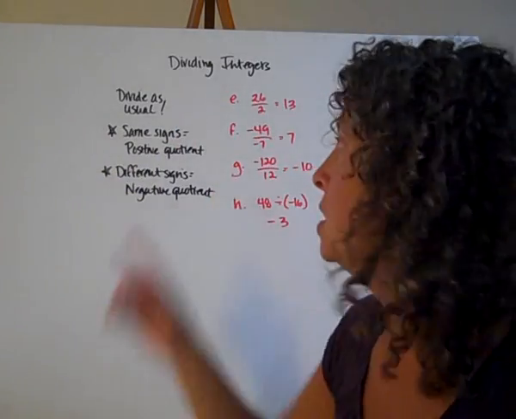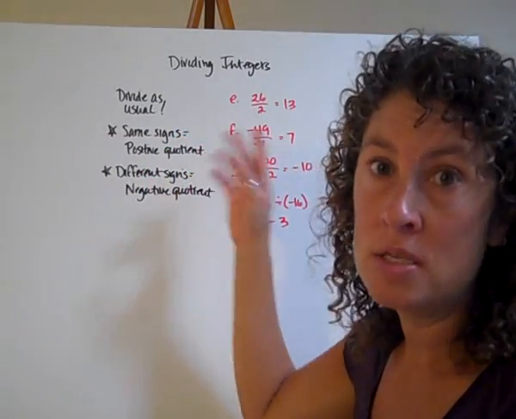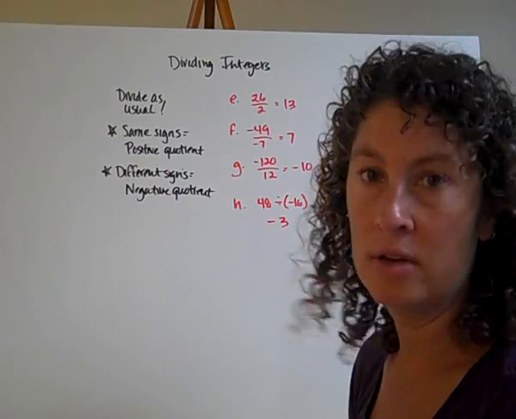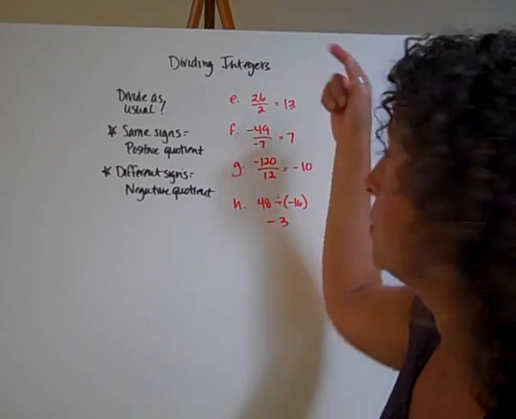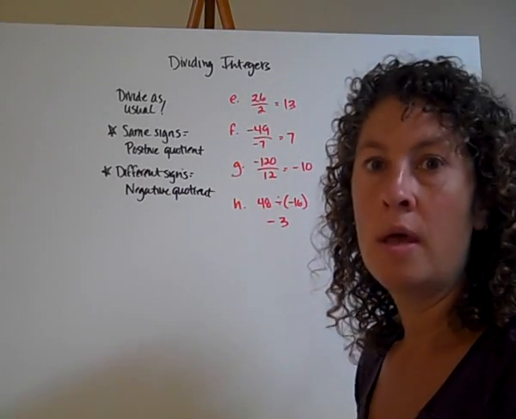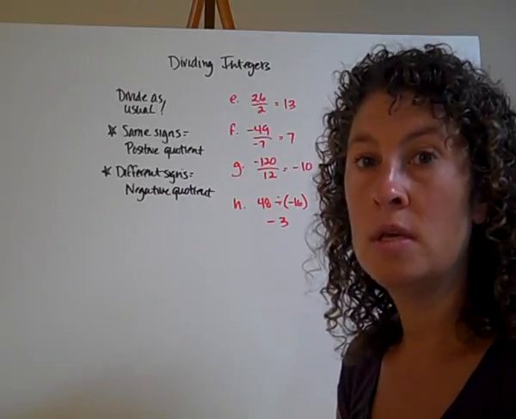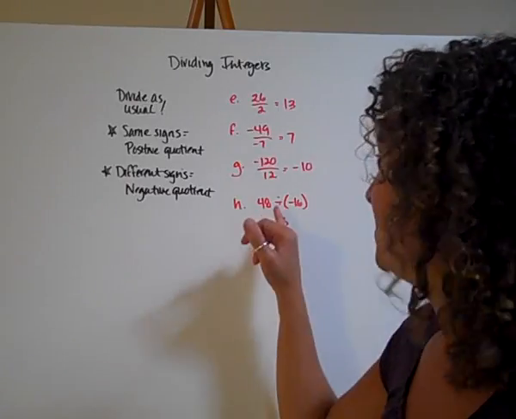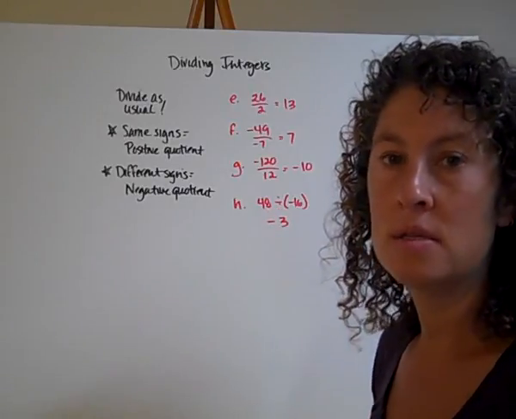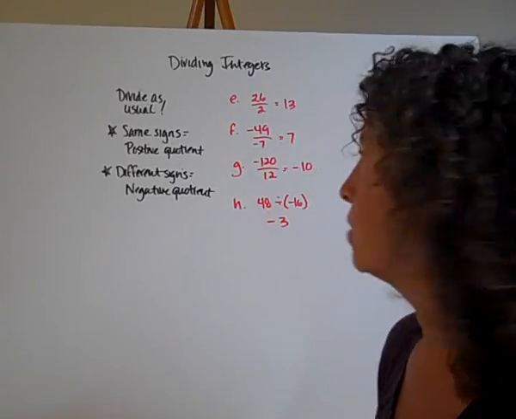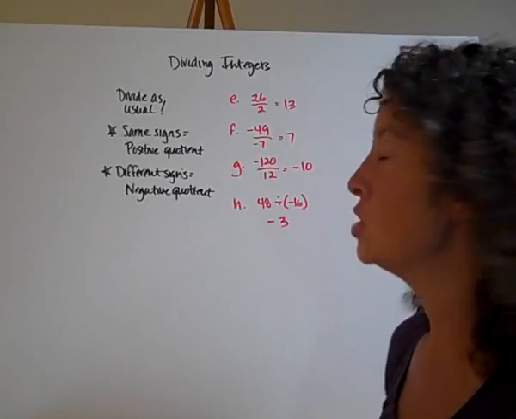We're going to divide as usual. Same signs, we have a positive. Different signs, we have a negative quotient. Let's look at a few examples. Notice I'm showing division here with a fraction bar. I would like you to start to get used to using the fraction bar for division, not this line with two dots. That tends to get confusing when we're working in algebra. So most of these I'm going to show you with a fraction bar.